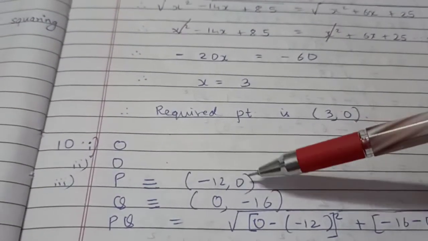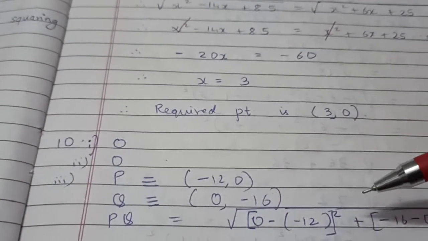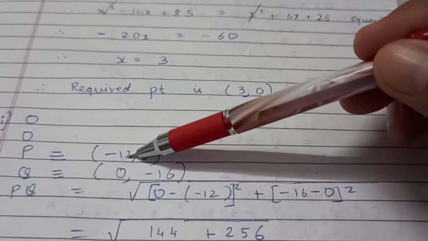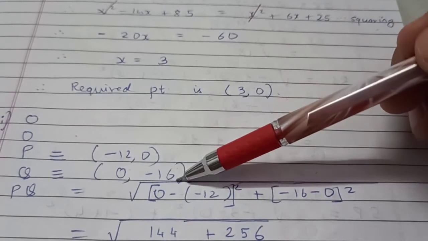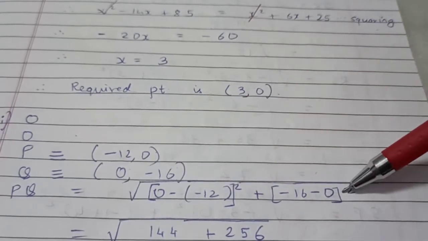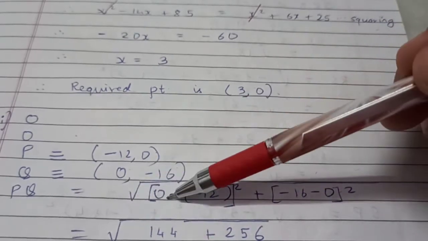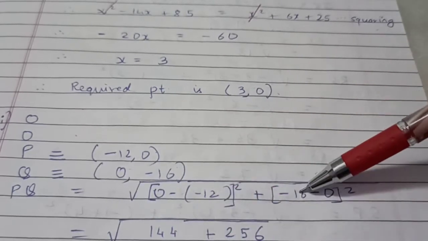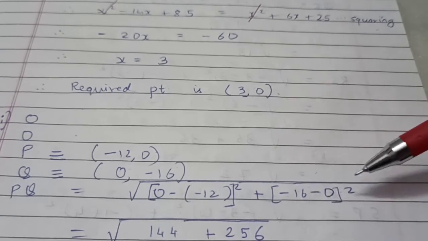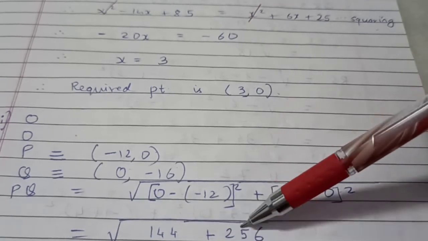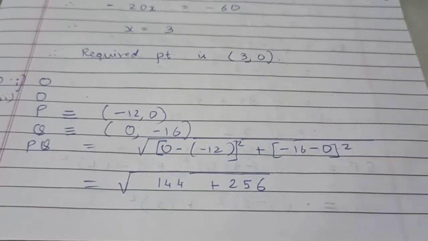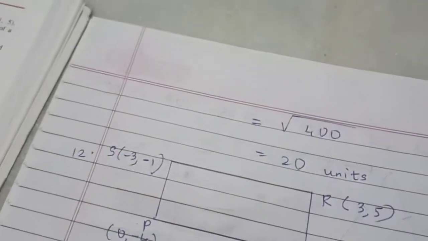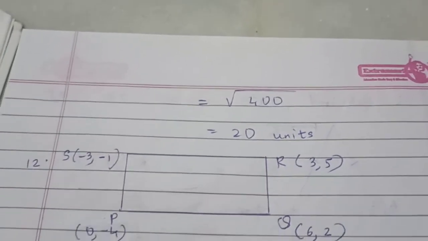P is minus 12, 0, Q is 0, minus 16. Using the distance formula, now be careful. So I'm doing 0 minus 12 the whole squared, minus 16 minus 0 the whole squared, and the whole square root. 0 minus 12 is positive 12, whole squared is 144. Minus 16 minus 0 is minus 16, whole squared, minus sign goes away, again positive 256. And the square root of that, guess, ready to see? It's 20 units. That's the final answer.